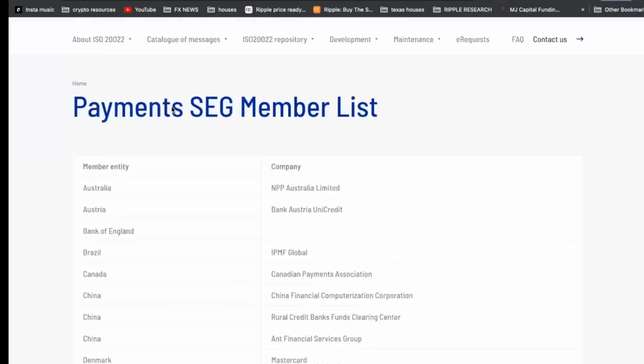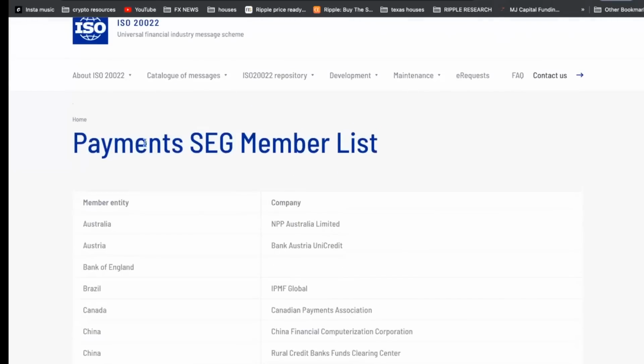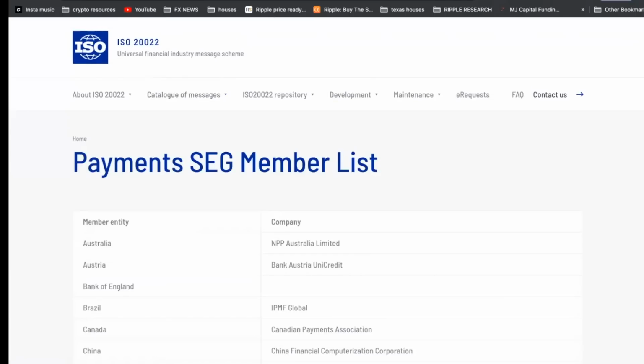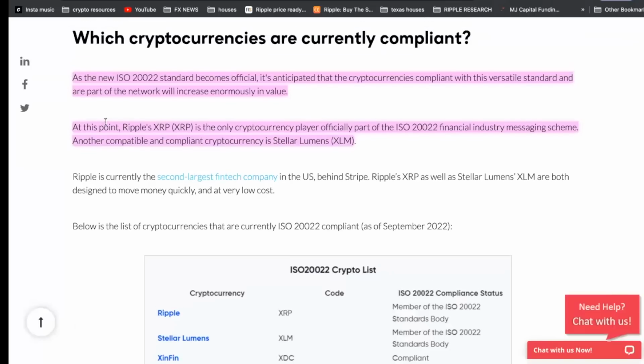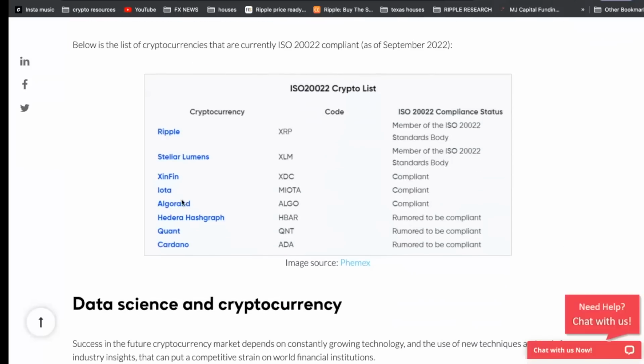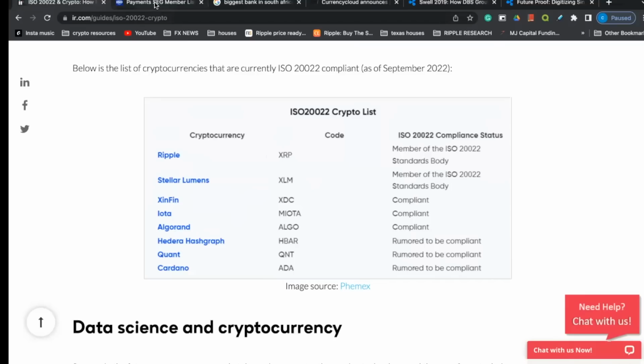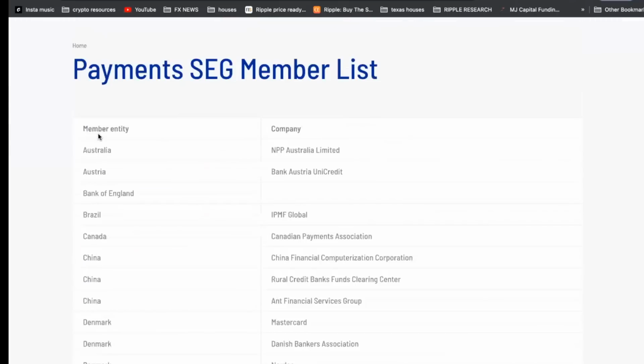This is every single major bank in every single one of these countries on the payments SAG members list for ISO 20022. Taking your attention back here, this statement, just to solidify it, the new ISO 20022 standard becomes official. It's anticipated that the cryptocurrencies compliant with this versatile standard and are a part of the network will increase enormously in value. Just to solidify, at this point, Ripple's XRP is the only cryptocurrency player officially part of the ISO 20022 financial industry messaging scheme. You do not see any of these other cryptocurrency companies here on this list. We see XLM, XDC, IOTA, Algo, HBAR, QNT, ADA doing business with every single major bank on this country list.